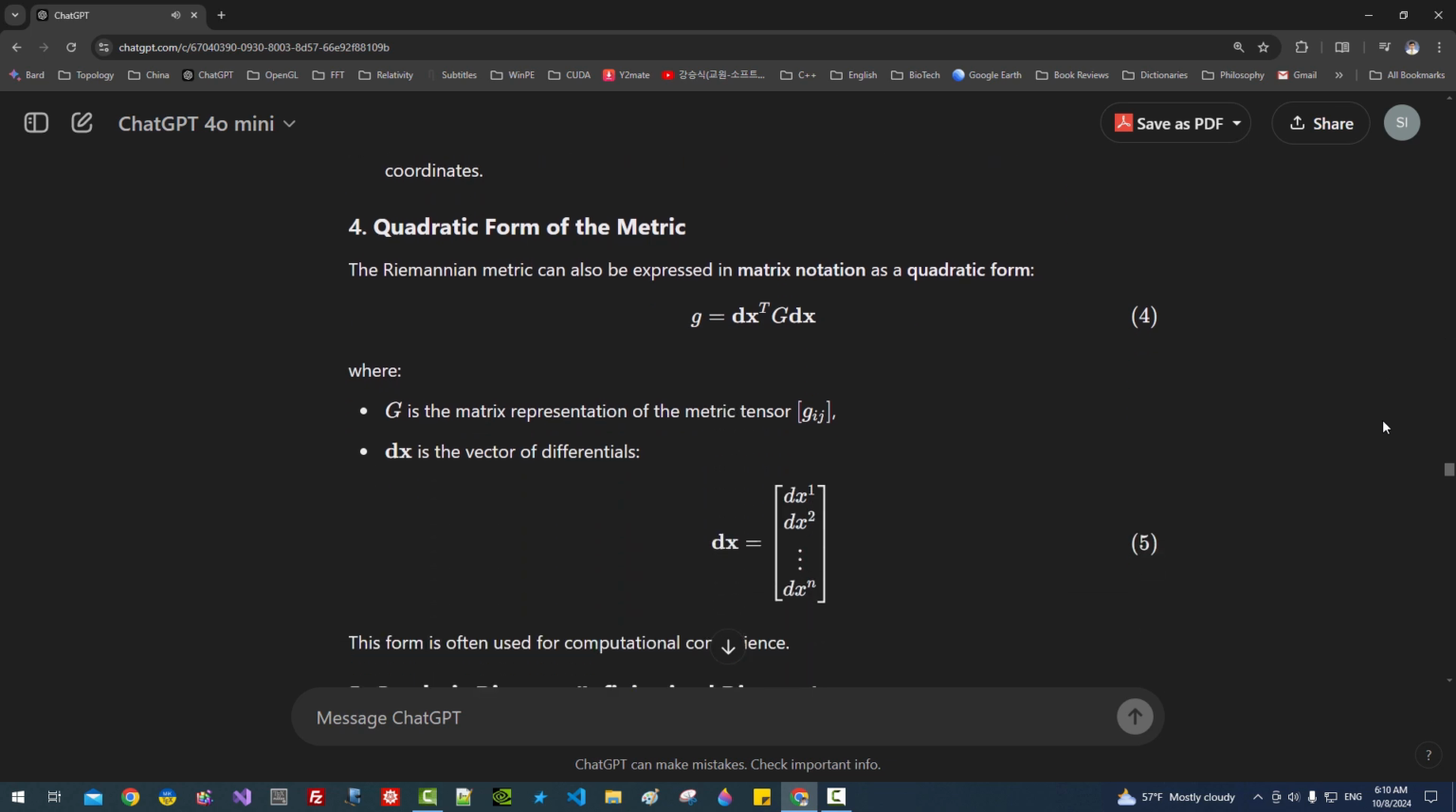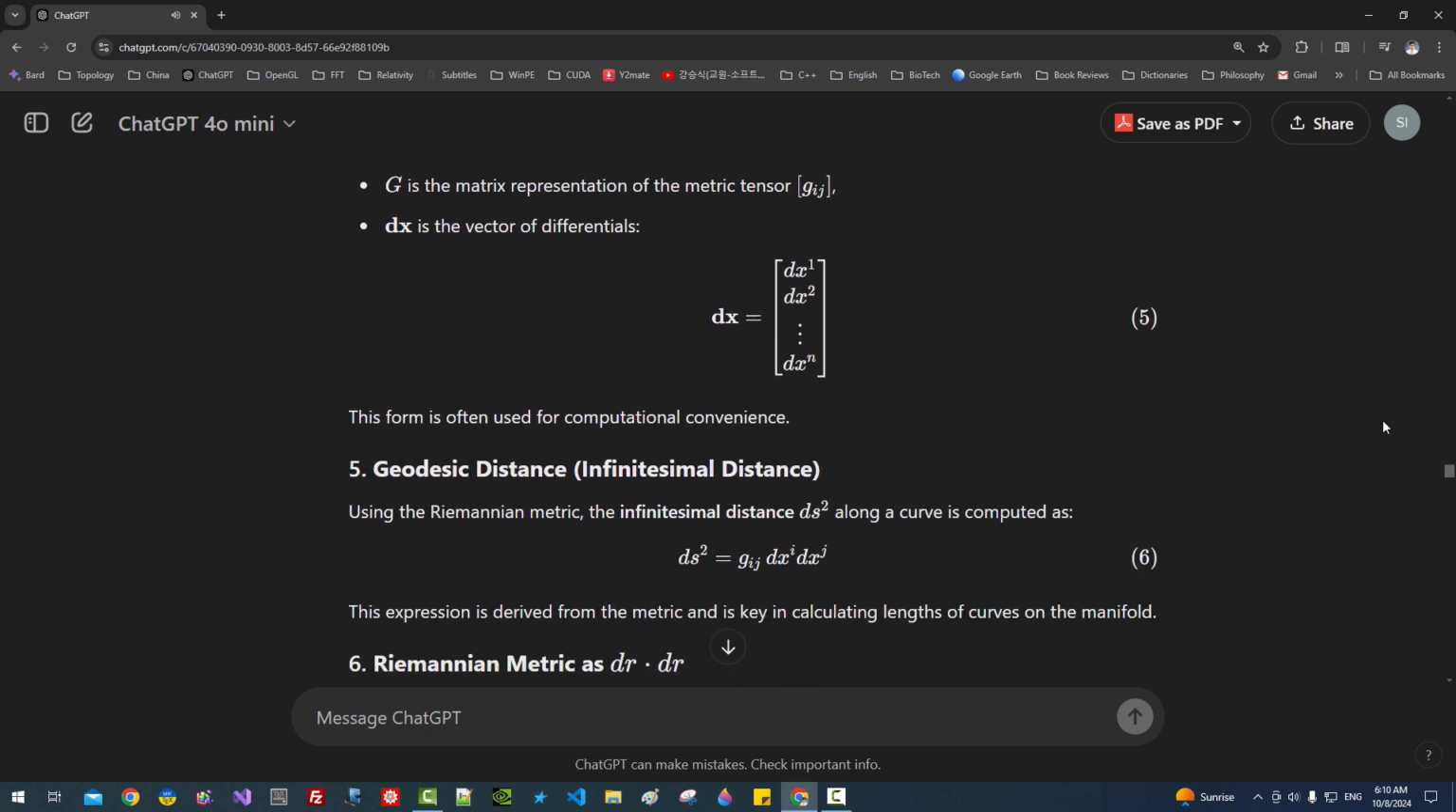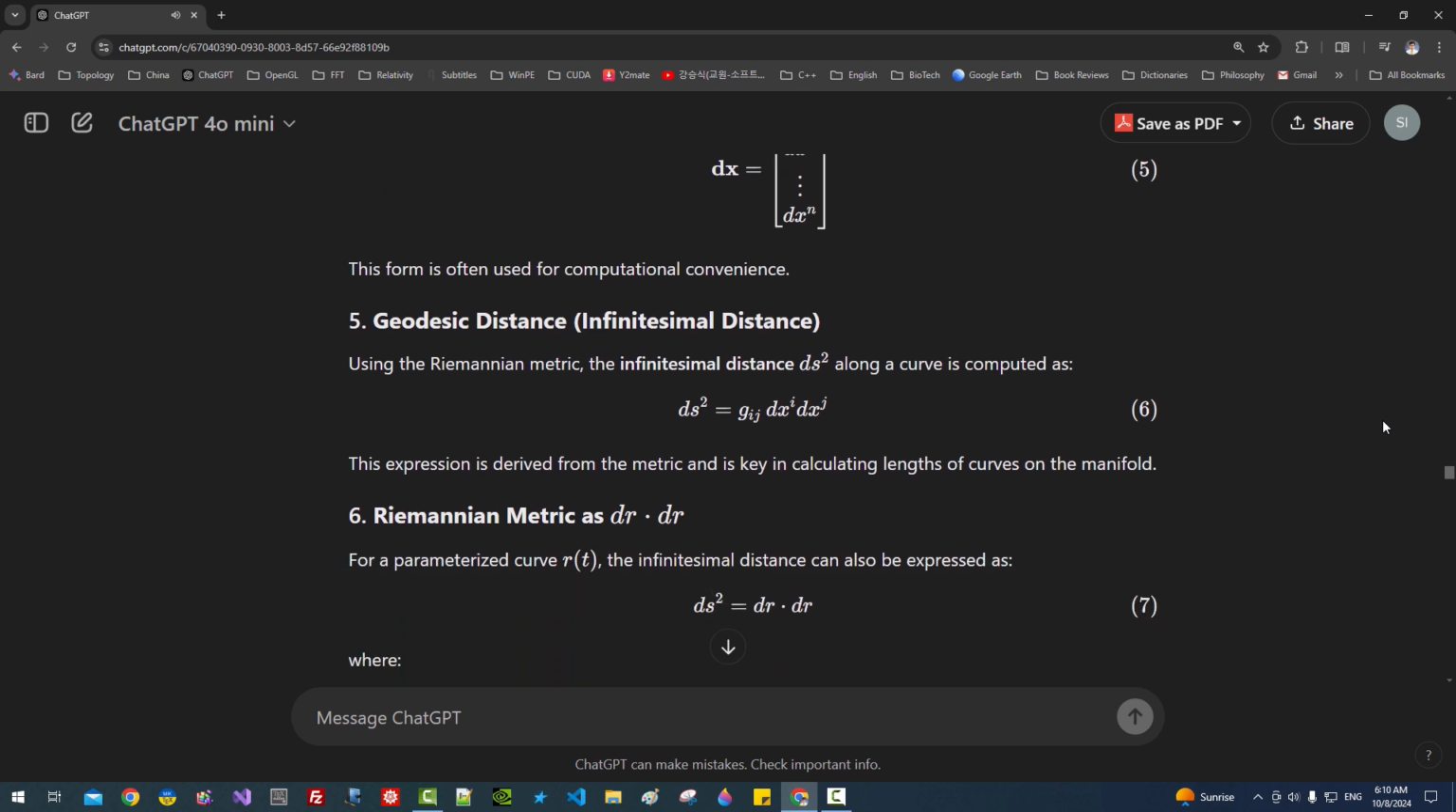Equation 4. Quadratic form of the metric. The Riemannian metric can also be expressed in matrix notation as a quadratic form. g = dx^T G dx, where G is the matrix representation of the metric tensor g_ij, and dx is the vector of differentials. dx = (dx^1, ..., dx^n)^T, tag 5. This form is often used for computational convenience.